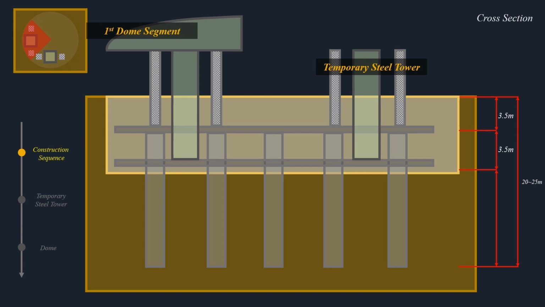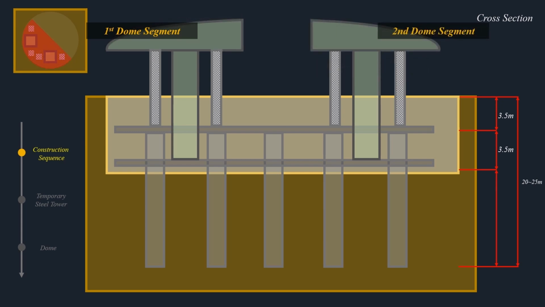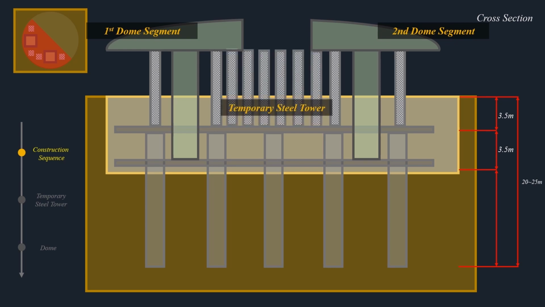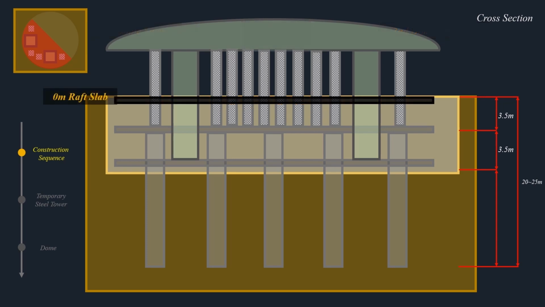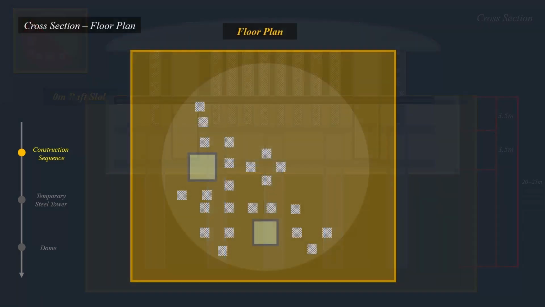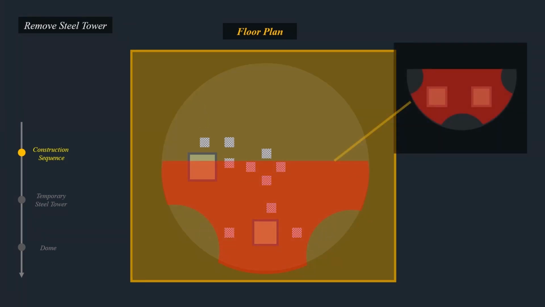Build a temporary steel tower between the 2 dome segments, as the current support structure alone cannot withstand them. And then you start making the top part, and you start making the 0 meter raft slab in the dome structure that has been carried out so far. The temporary steel tower is removed to secure the workspace under the dome.